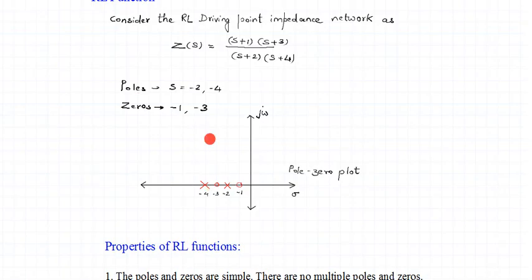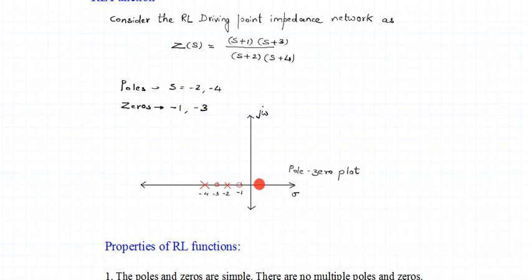The first pole is at -2. So here is your first pole at -2, and the next pole is at -4. So here is your next pole at -4. So we have plotted the poles and zeros in the S plane.